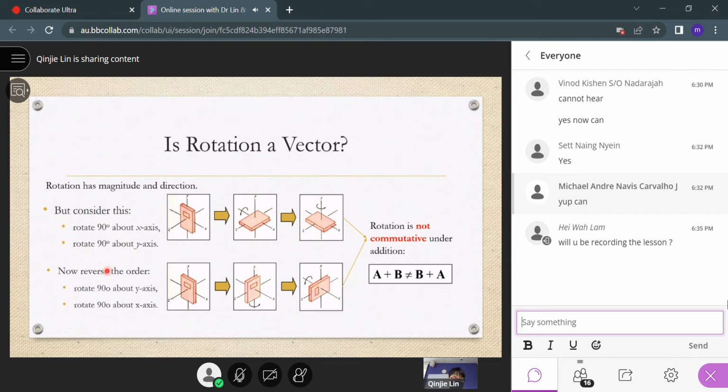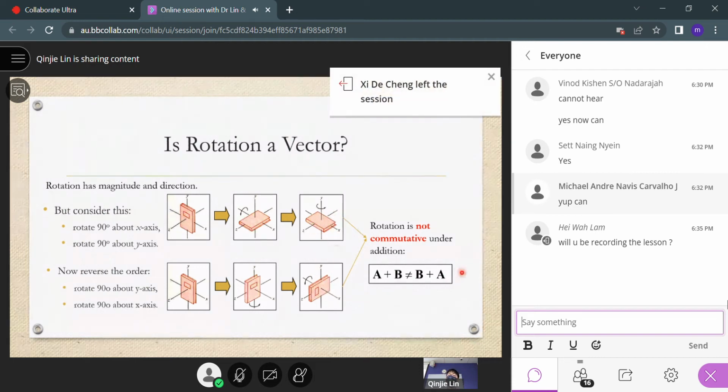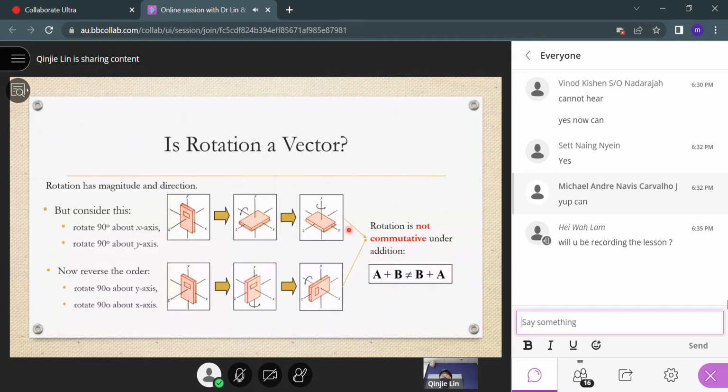But if you reverse the order, that means you do this one first, then you do this one. So you rotate 90 degrees about the y-axis, it should look like that. But if you rotate 90 degrees about the x-axis from this point, it will look like that. So if you compare these two, they are not commutative, and vectors should obey this rule. That's why we don't consider rotations a vector.